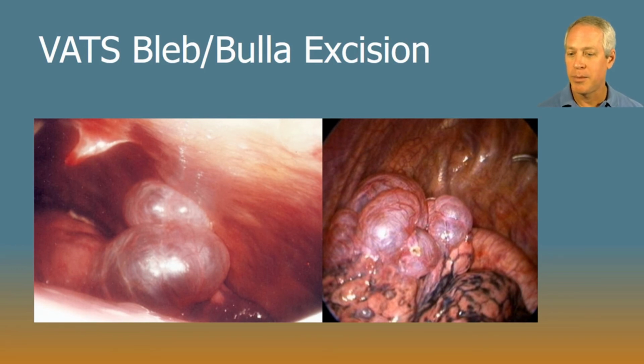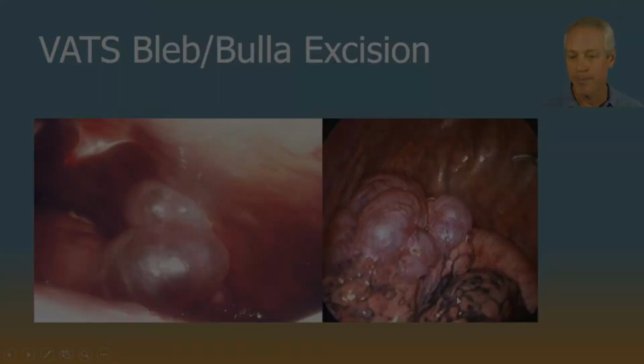Now here are our blebs and bullae. Simply a large bubble in the visceral pleura of the lung. It's susceptible to leaking. Here's a lung clearly of a smoker with this nice cluster of bullae.